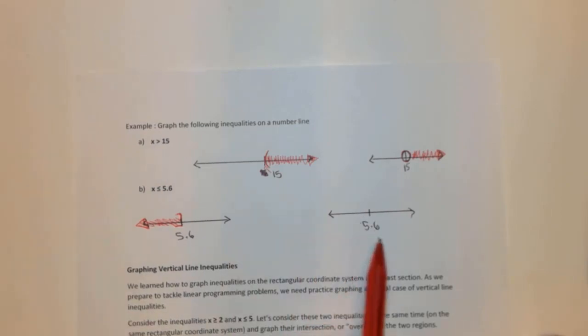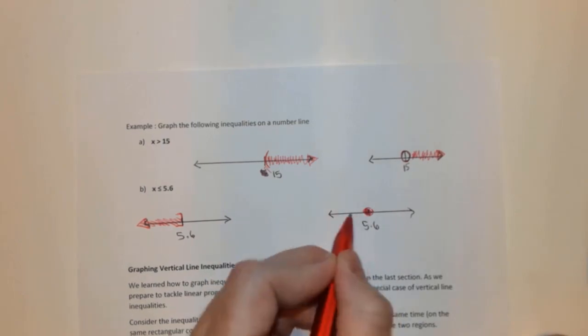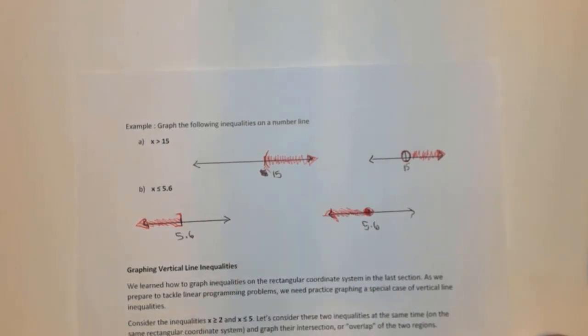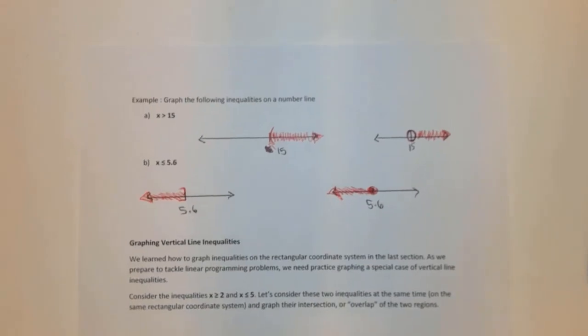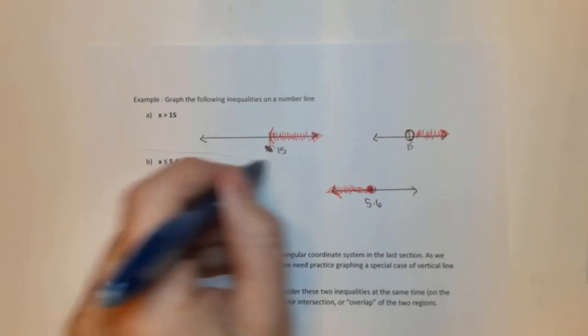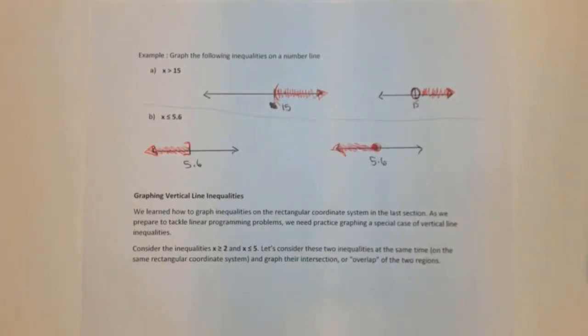If it's less than or equal to, we could also use a closed circle. So, just two different ways to show the same thing. This is part A, this is part B. Okay, both of those are fine.